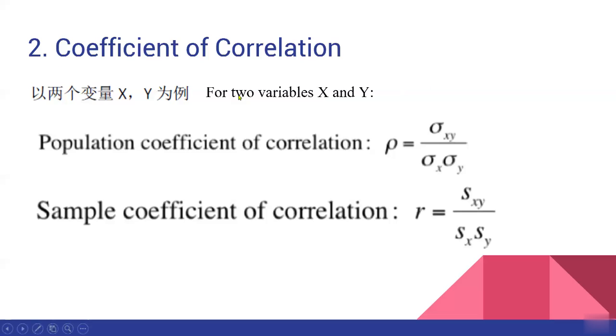Again, for population coefficient of correlation, we use a letter rho to denote it. Rho equals sigma xy divided by sigma x and sigma y. For sample, the sample coefficient of correlation is defined using a letter r. R equals sxy over sx and sy. Okay, please write them down in your notebook. And next, we'll see an example to illustrate how we can calculate this.